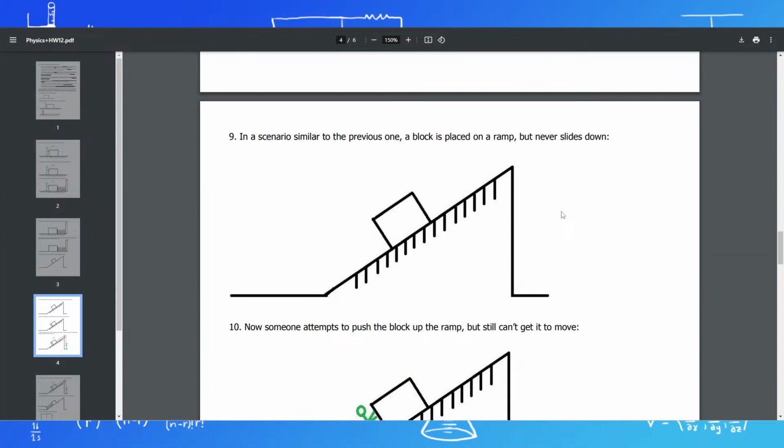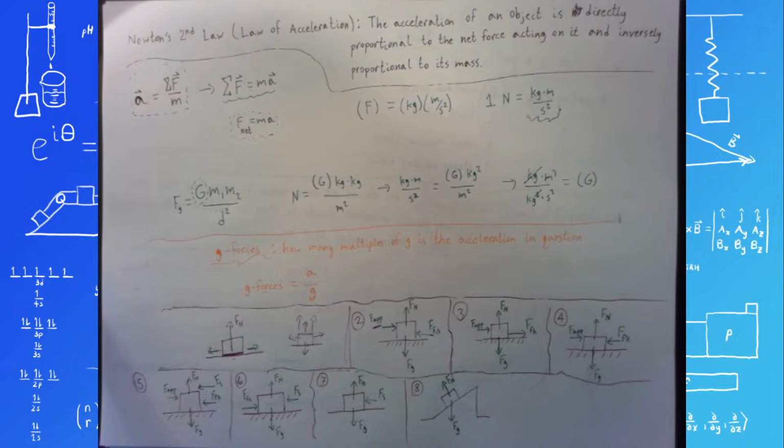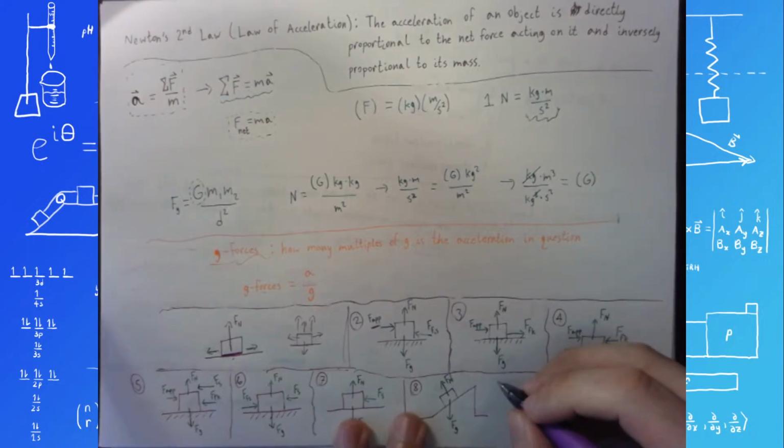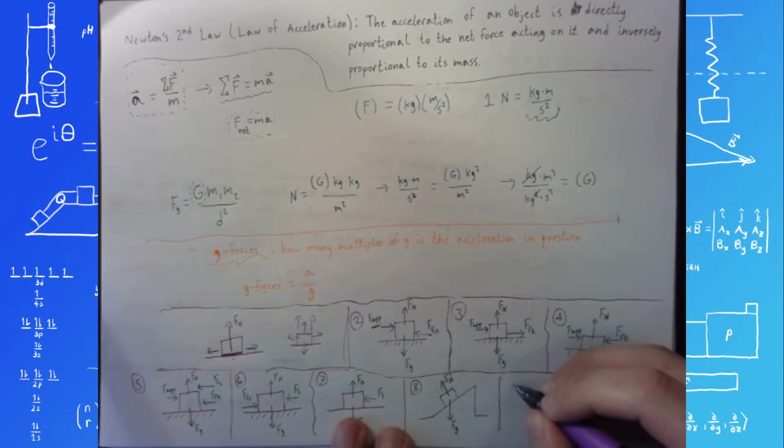In a scenario similar to the previous one, a block is placed on a ramp but never slides down. Okay, so the diagram for scenario number 9 should be the same as scenario 8, except for the presence of friction.